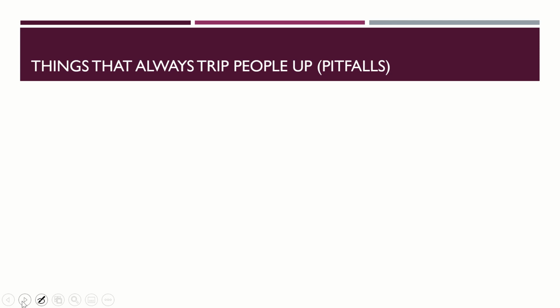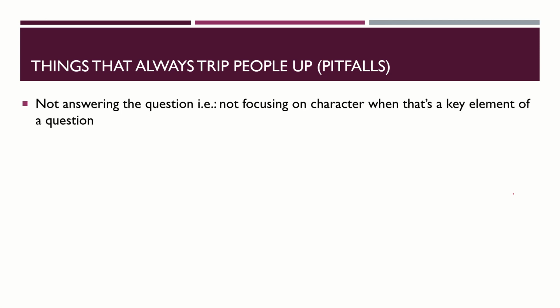So, some things that always trip people up when choosing essay questions. Not answering the question, okay? It trips up people so often. They get a character question and they choose that to write on, and then they don't even really mention character, okay? That's a real problem. It happens all the time. If you choose a question, you have to make sure that you're unpacking it properly and answering it directly.